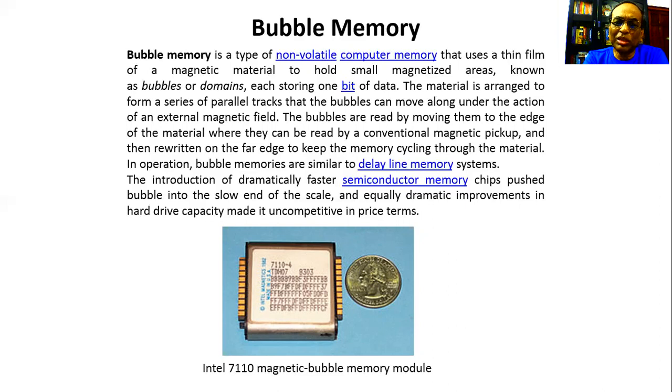So this is the most latest type of semiconductor memory, and this is dramatically faster, and an equally dramatic improvement in hard drive capacity made bubble memory uncompetitive in price terms. So these are the most latest memory systems. That is the semiconductor memory.